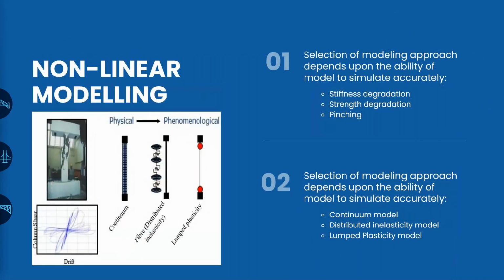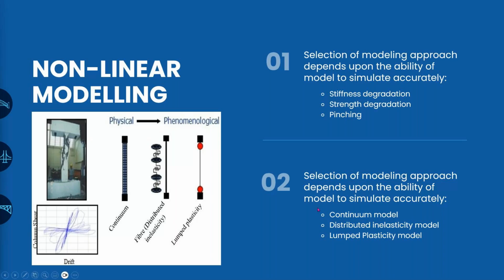Now, continuing my discussion on nonlinear modeling, the selection of the modeling approach depends upon the ability of the model to simulate it accurately. So we need to consider the stiffness degradation, the strength degradation, as well as pinching if we are going to consider the nonlinear time history analysis. So these types of effects shall be accurately considered when we are going to model a nonlinear plastic hinge in case of pushover, as well as the nonlinear time history analysis.